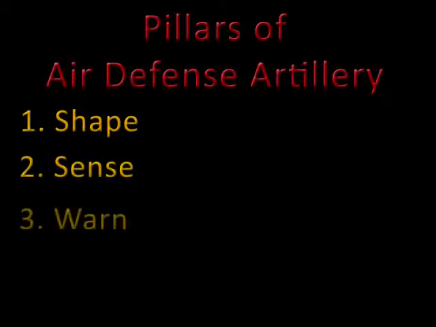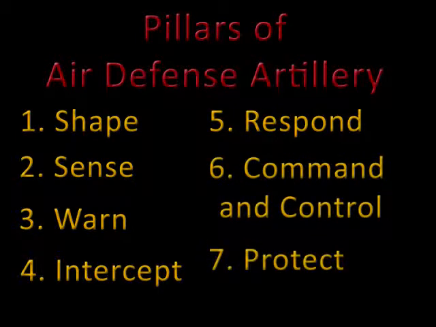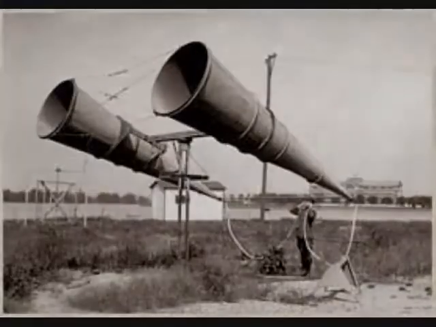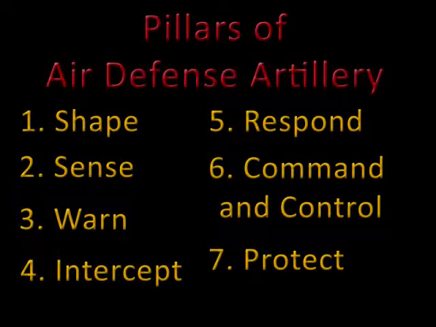Today, Air Defense Artillery is generally based around 7 pillars: shape, sense, warn, intercept, respond, command and control, and protect. In the earliest days of air defense, the only things people could really do, because of technology limitations, were shape, sense, and possibly warn. The term shape means to deny an enemy of any kind of advantage, such as using terrain or other obstacles to gain an upper hand. Since aviation and the technology that goes along with it are constantly evolving, these other pillars have been added on.